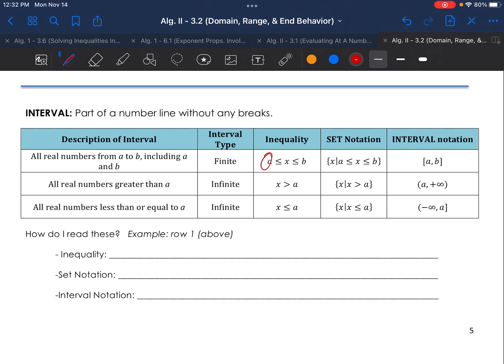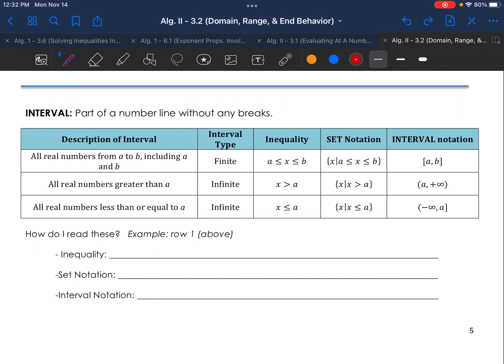And so we could write it as an inequality that the lower number A is less than or equal to X, and then the bigger number, B in this case, is greater than or equal to X. In set notation, you do the same thing. You write this inequality, but you put X such that. That's what that little bar means. It means such that. And then you put this brace at the beginning and the end.